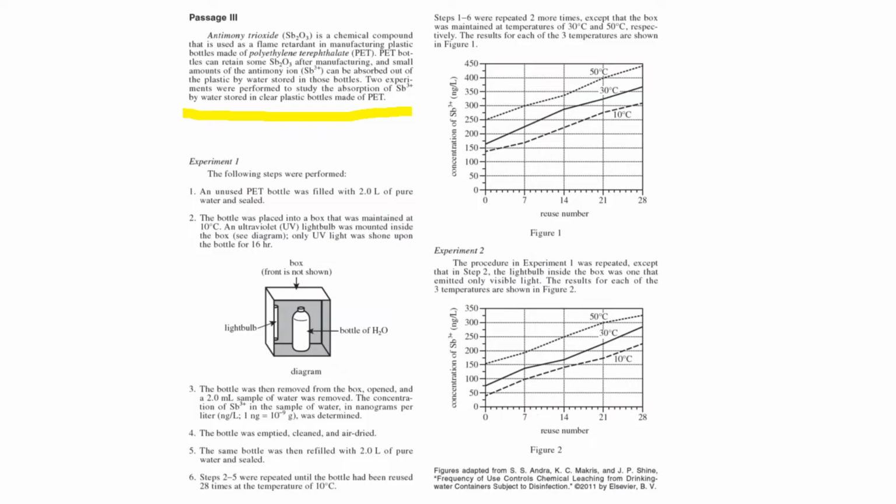So I like to skim the intro paragraph. To me, that just helps to know what's going on. Quickly also skim the experiments, especially if there's numbered steps. You're probably going to have a question about the steps. And then look and see what's the difference in experiment 1 and experiment 2. It should take you 30 seconds to a minute to do that. You're not trying to find deep understanding, just a basic idea of what is occurring in the passage.